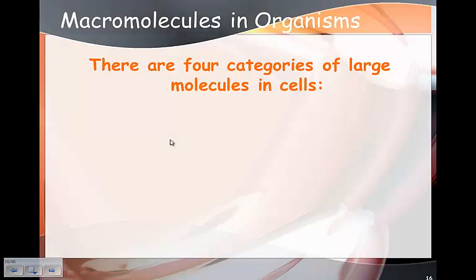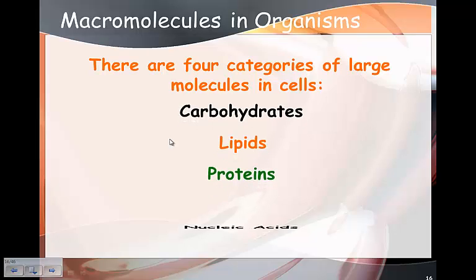All right. Now the macromolecules. There's four categories of large molecules in the cells. That's carbohydrates, lipids, proteins, nucleic acids. Know these. They're very important. These are the four biggies.